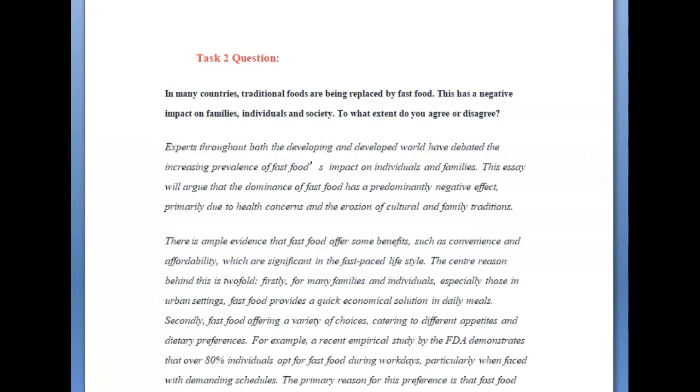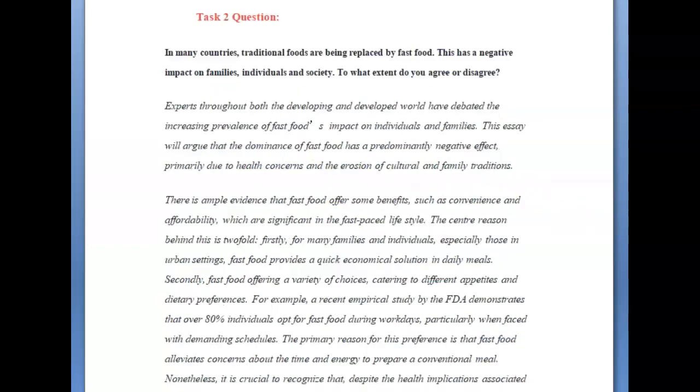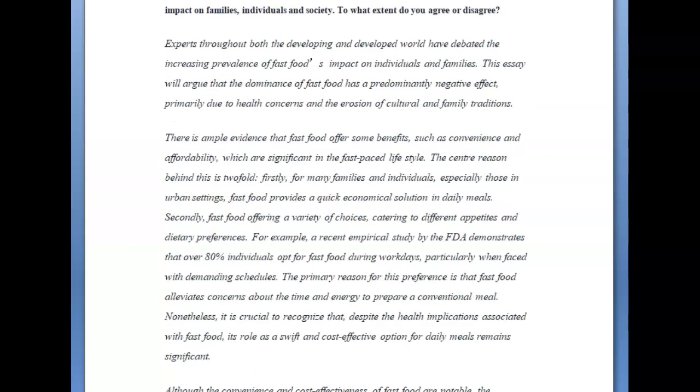Okay. Now, you focused here on individuals and families. The essay has also told you to talk about society. So I'm very curious to see how you're going to do that. You probably should have mentioned society somewhere in the introduction as well. Let's see what you wrote.